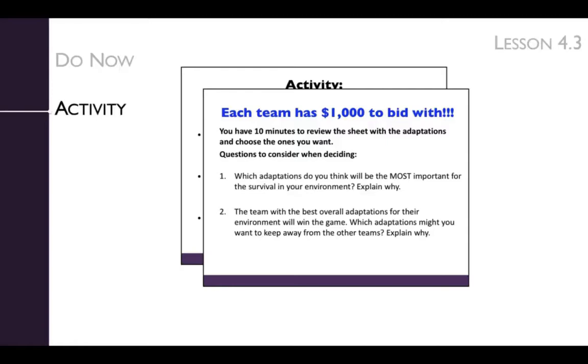Each group only has $1,000 to bid with, so they need to strategize about how much money they are willing to spend on their favorite adaptations. They should also consider how much they would spend to keep other groups from getting select adaptations.